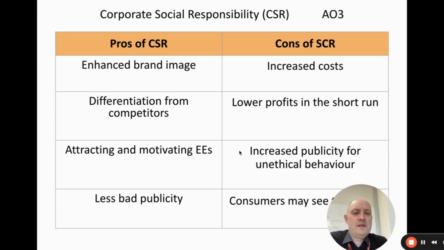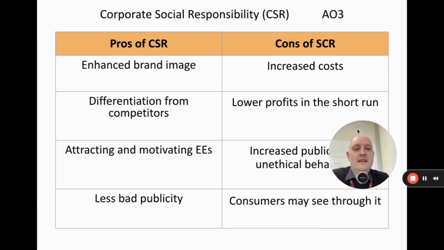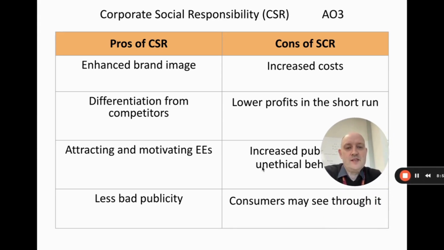Thirdly, would be an increased publicity for unethical behavior. So this is if a business is talking about how ethical they are and how wonderful they are. If there are then media reports about the things they do that are unethical, it can seem a bit hypocritical. So a business has to be really, really careful if they are talking about how good they are. And then the final one is customers may see through it. So these days, businesses are trying to be more ethical because they know that that's what customers want. So consumers may think, well, they're only doing it because they want me to buy from that business, which may not be a bad thing, but customers may see through it.